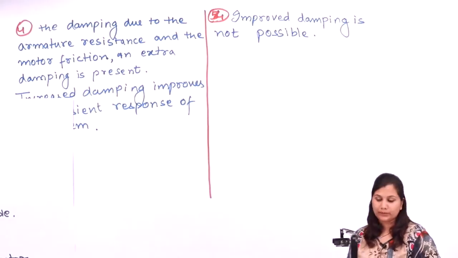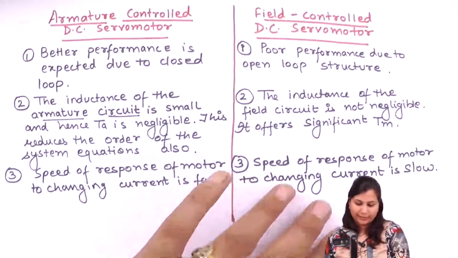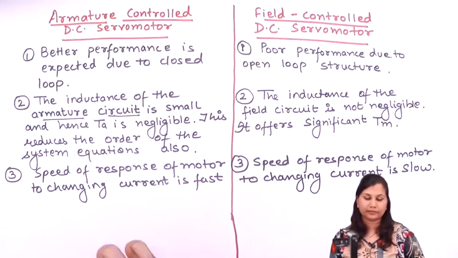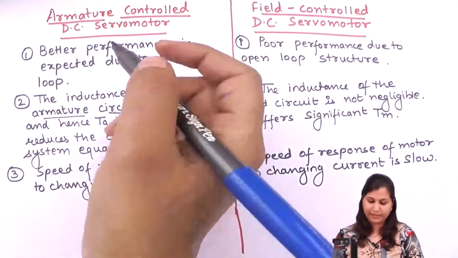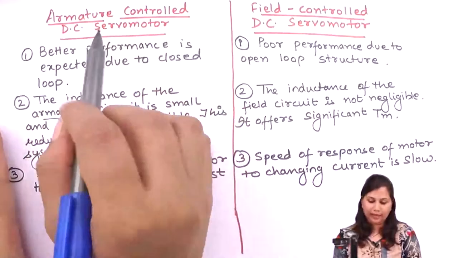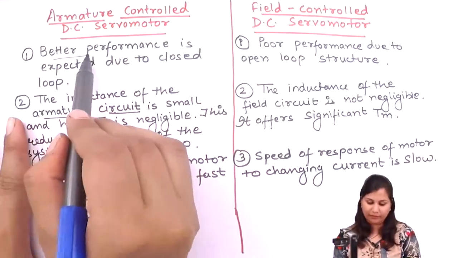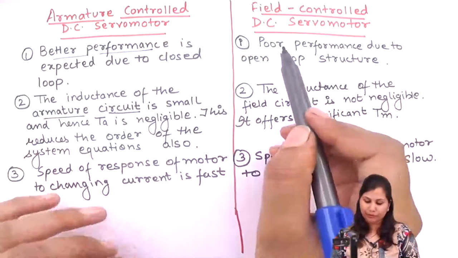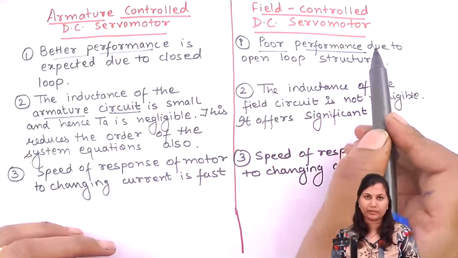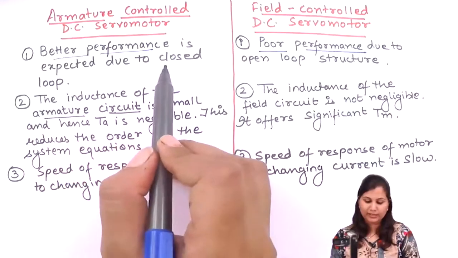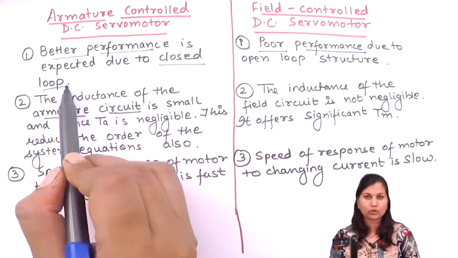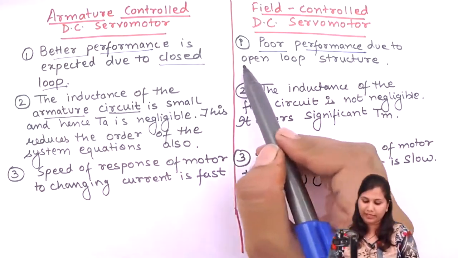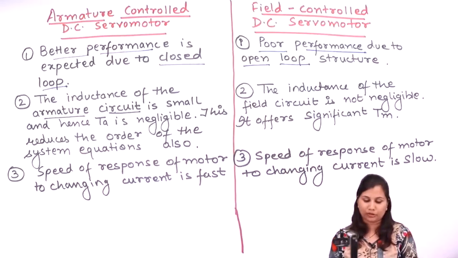Okay, so these were the differences. Let's summarize them, what we have written in these differences. First difference is armature control DC motor is giving better performance, whereas the field control DC servo motor is giving poor performance. Better performance because it is having closed loop control system, and here we are having open loop structure.